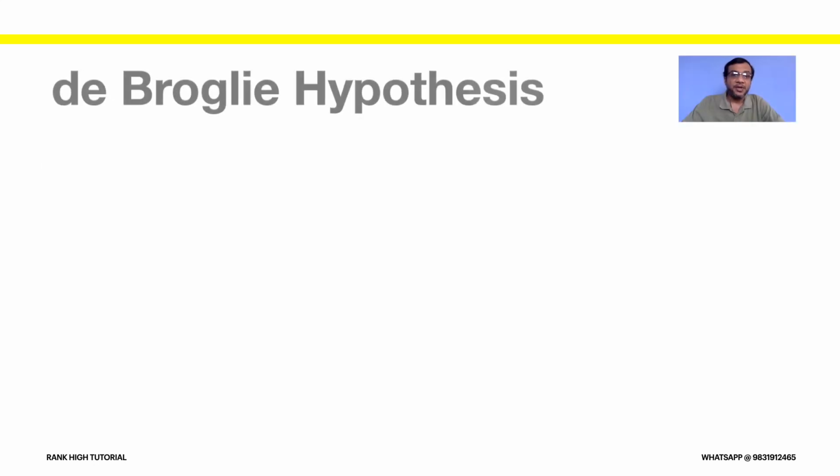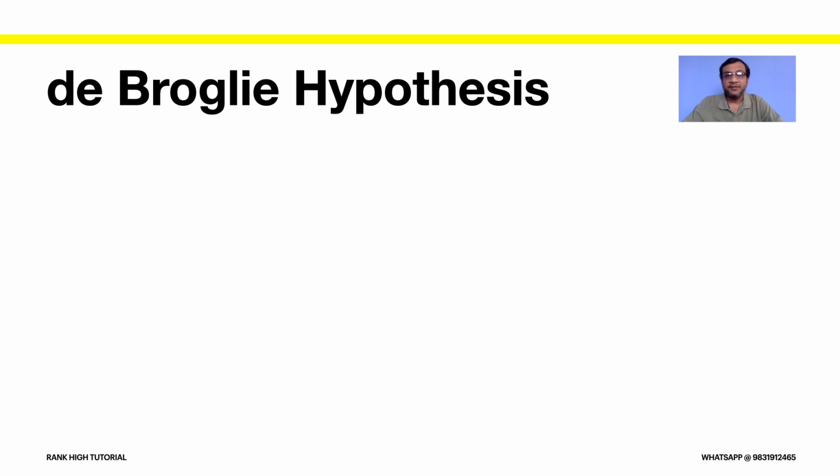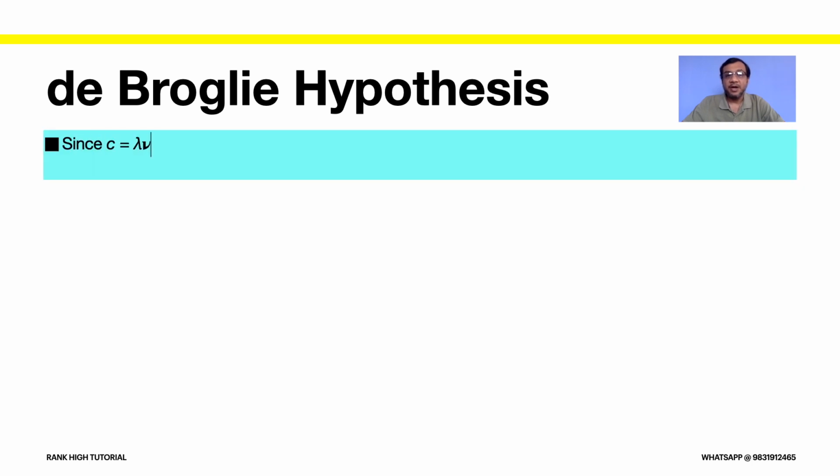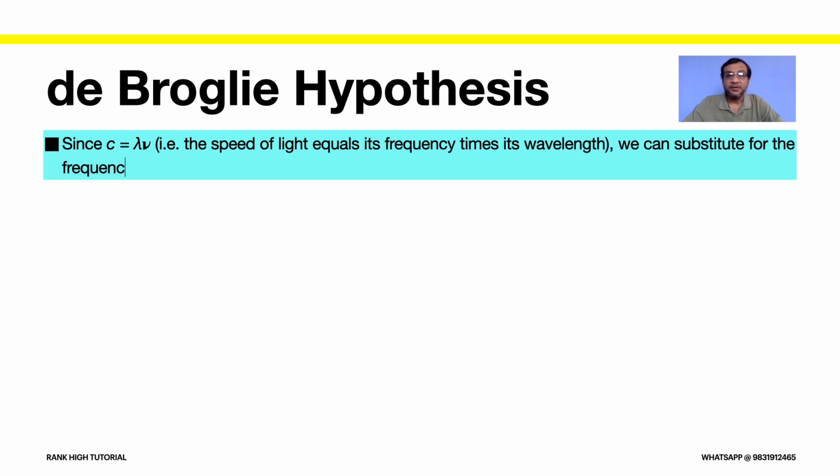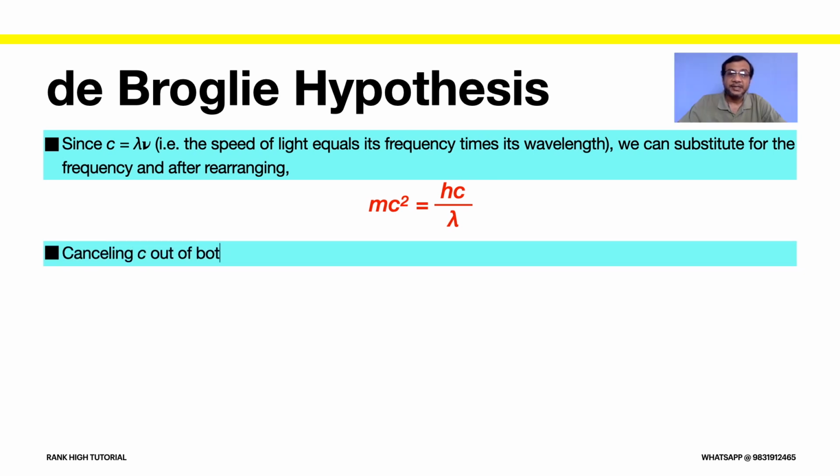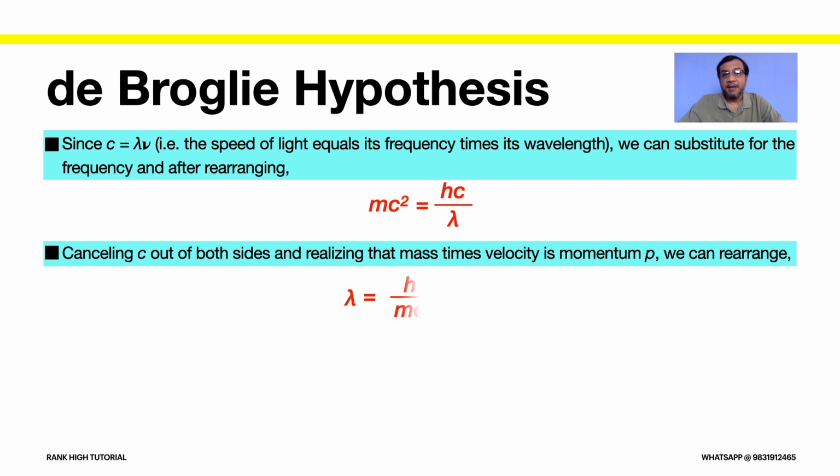Now we will derive the de Broglie wavelength from the above expressions. Since c equals lambda nu, that is, the speed of light equals its frequency times its wavelength, we can substitute for the frequency, and after rearranging we get mc square equals hc by lambda. Cancelling c out of both sides and realizing that mass times velocity is the momentum, that is p, we can rearrange: lambda equals h by mc equals h by p.